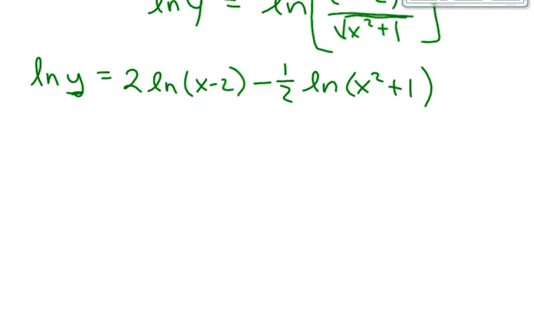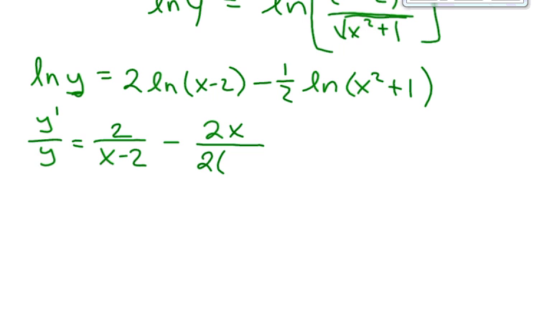So this is like implicit differentiation in a way. I'm going to take the derivative of natural log of y, so that would be 1 over y times y prime. And now over here, when I take the derivative, I have 2 times the derivative of natural log of x minus 2, which is simply 1 over x minus 2. So I have 2 over x minus 2, minus 1/2 natural log of x squared plus 1. So the derivative would be 2x over 2 times (x squared plus 1). That 2 came from the 1/2, and then those would cancel out.